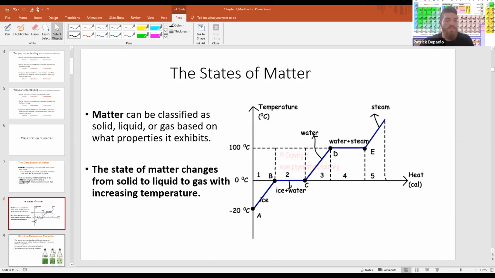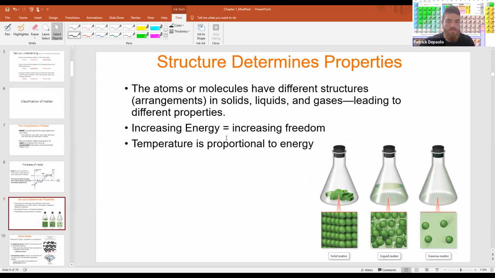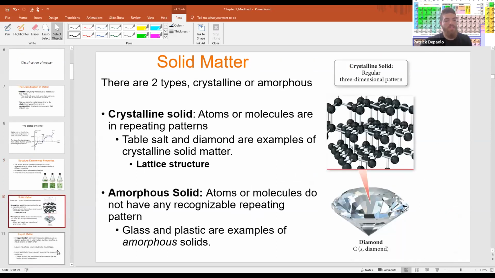Okay, cool. So it's just equating energy to phase transitions. All right, so this is basically what I said. Increasing energy increases your freedom of the molecule, and temperature is directly proportional to kinetic energy, so the speed of the molecules. All right, so solids, there's another chapter to go over this, but basically there's two types of solids.